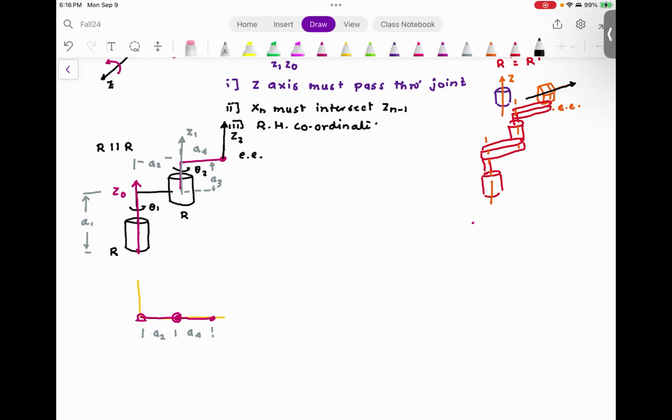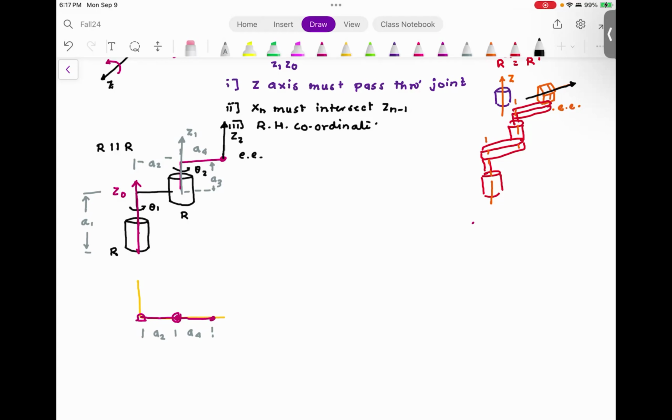Please note, there is no joint at the end effector. There is no joint at the end effector, but I have assigned a coordinate system which is aligned with the previous coordinate system, and that is because of a purpose. So my z0, z1 and z2 are the axes that I have defined.